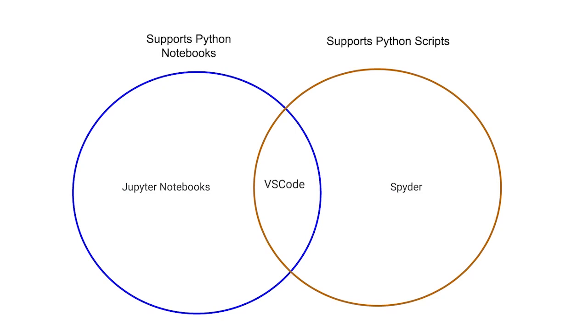You can always switch if you realize that you need some functionality that is offered by a different IDE or file type. Jupyter Notebooks is one of the most commonly used IDEs that support Python notebooks. However, it only offers support for Python notebooks, not Python scripts. Other IDEs, such as Spyder, will only support Python scripts. Some IDEs, such as Visual Studio Code, can support both Python notebooks and scripts.